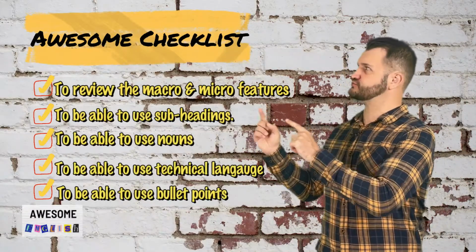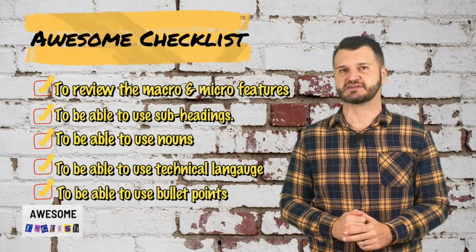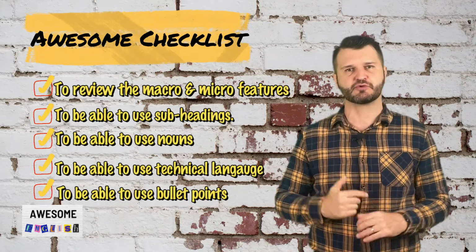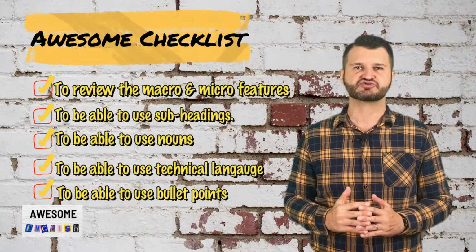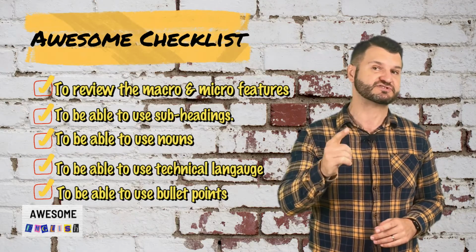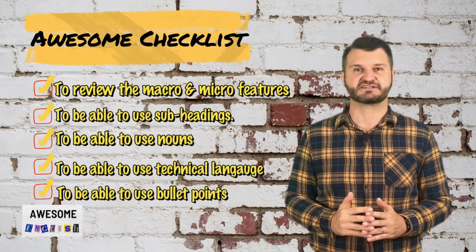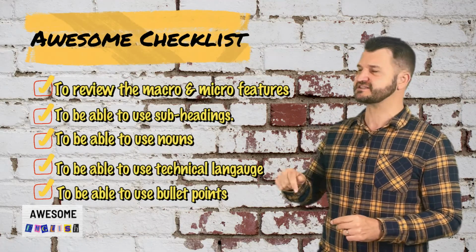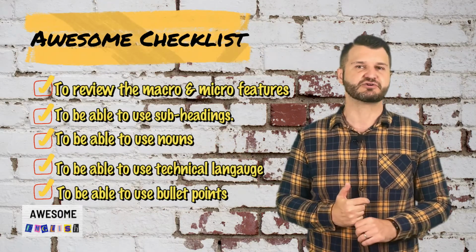Welcome to our awesome checklist for today's lesson. It's our roadmap to success. Now, the first objective we really want to achieve is to be able to review the macro and micro structures of an instructional manual, which we now know is a procedural text too. The next one is to be able to use subheadings, specifically in this lesson, title and materials. They're the ones we're focusing on today.